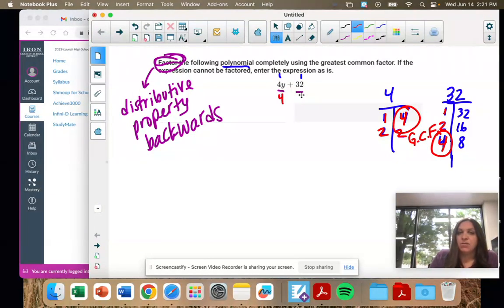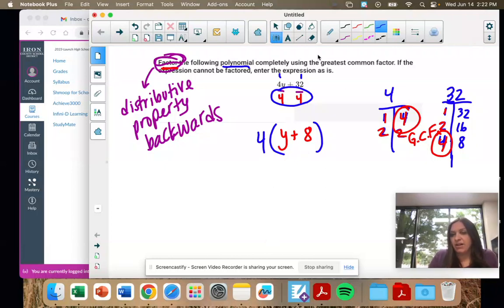So we're going to divide both of these terms by 4, and we're going to take it out. We're going to factor. This is what it's called, factoring out. So 4 divided by 4, that just leaves us with 1y. And then 32 divided by 4 is 8. And this 4 that we took out from each one, we're going to write that in the front. So this is factored form.